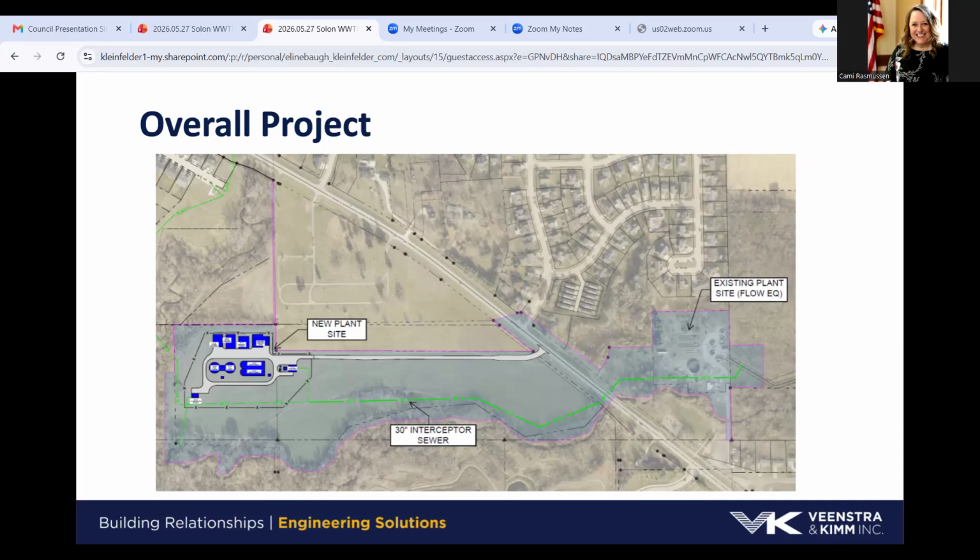And the project timeline, like I said, we worked through 2023 and 2024 and even into 2025. So there has been a lot of thought and planning that has gone into this facility. The facility plan itself was submitted to DNR in October of 2025.